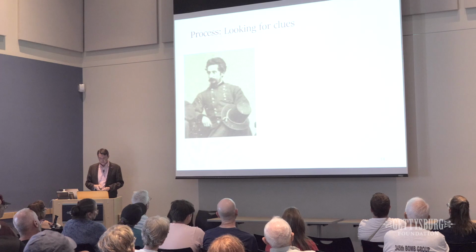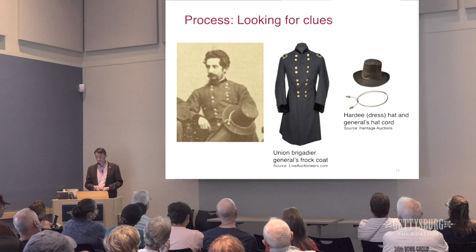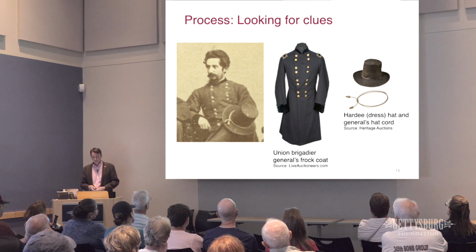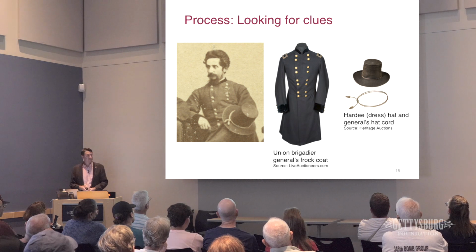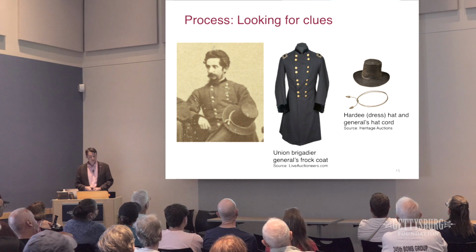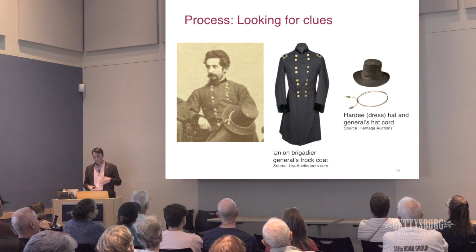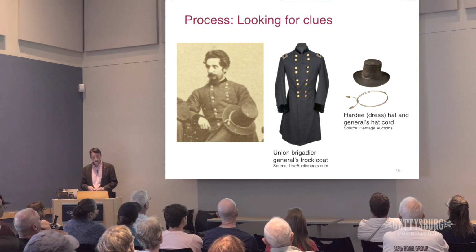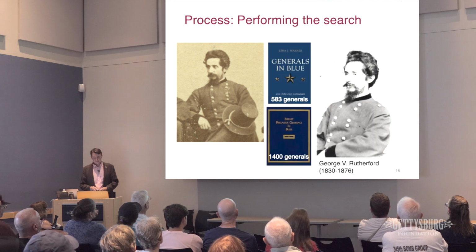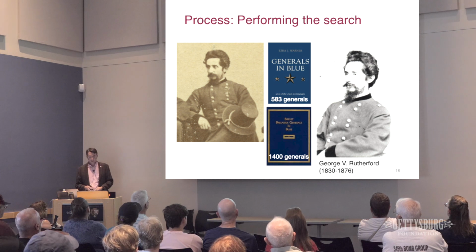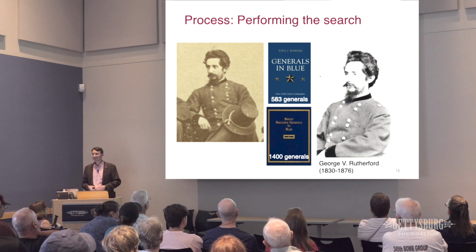What we'll do first is look for clues. We'll take a look at the uniform. This is a general officer, so there's some pretty familiar uniform elements here. We've got the standard Brigadier General frock coat with the double breasts, and we have the hat and general's hat cord. Okay, we have a good sense of the rank here. So this one must be pretty easy. If it's a general, how many generals could there be in the Civil War? Well, it turns out quite a lot.